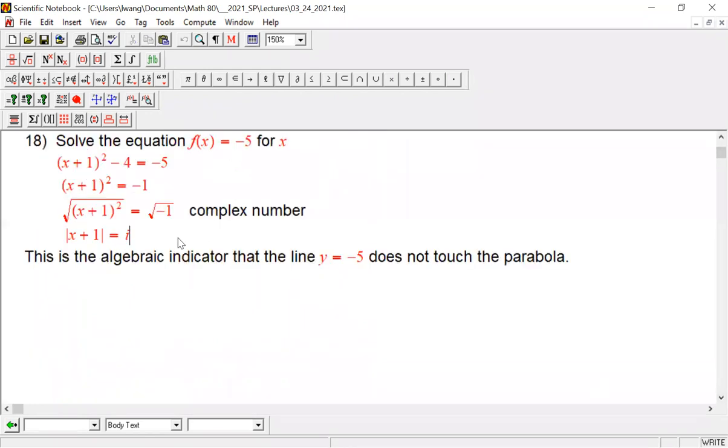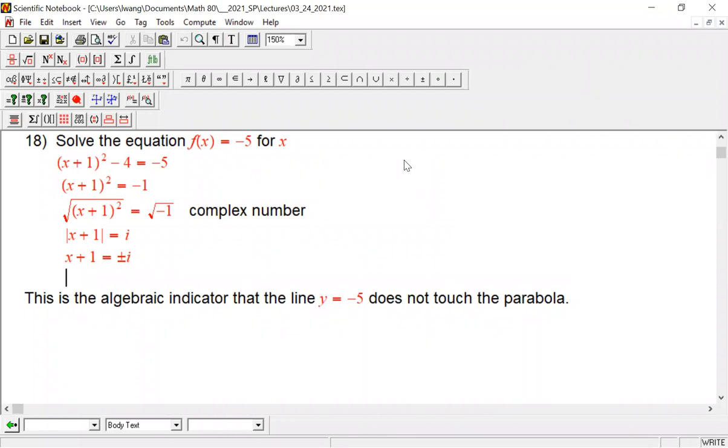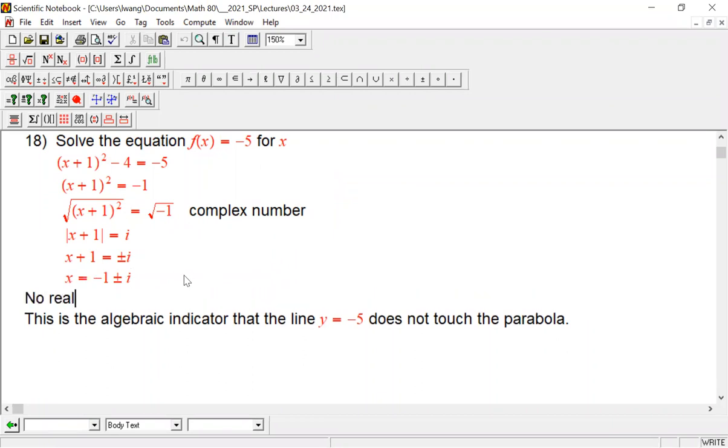Then you would say you can still go on. Some of you might have learned how to handle complex numbers. So this is still equal to plus or minus i, and x is equal to, regarding i, we're not going to process this extensively, but I just want you to see that you still process it similarly. But this tells you no real number solutions. We have two complex number solutions, no real number solutions. I mean, no intersection.